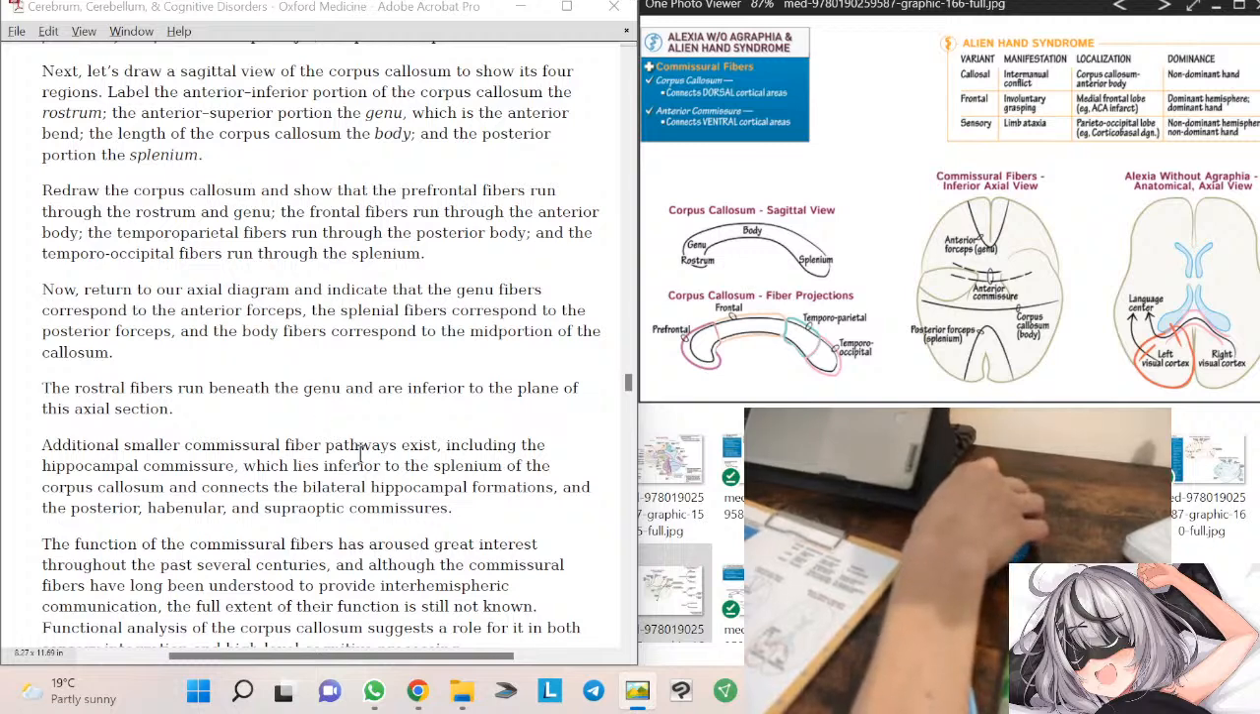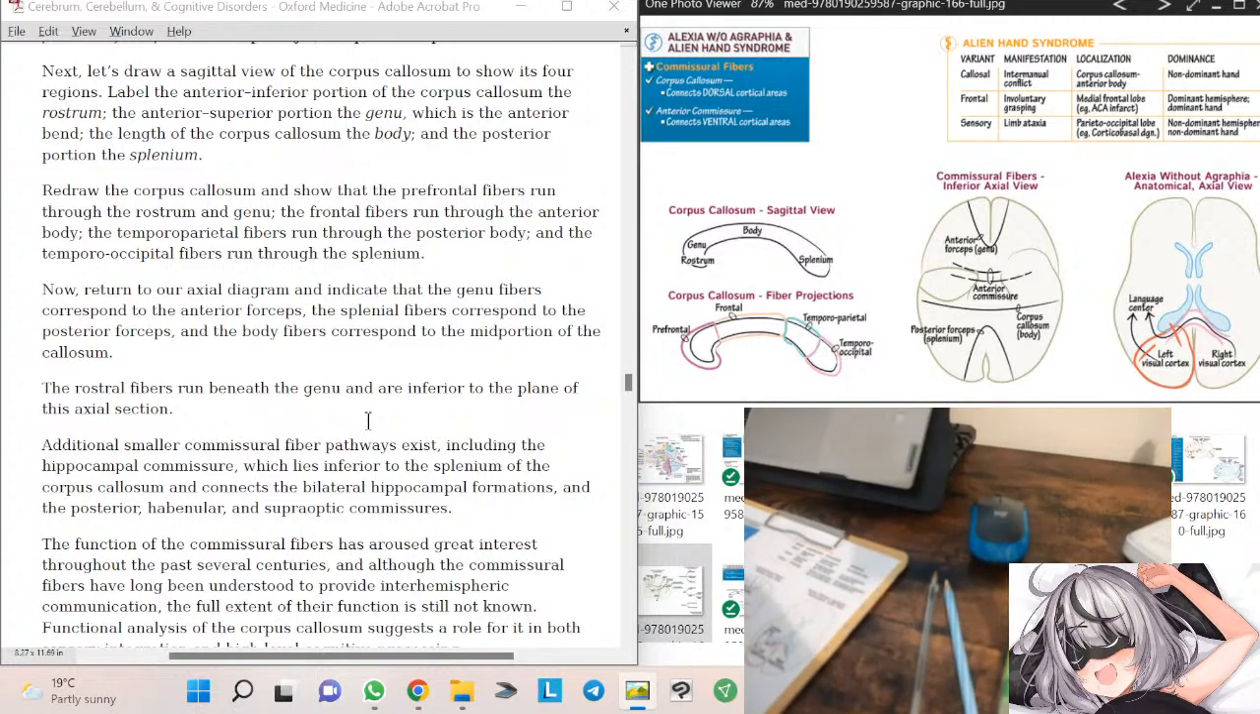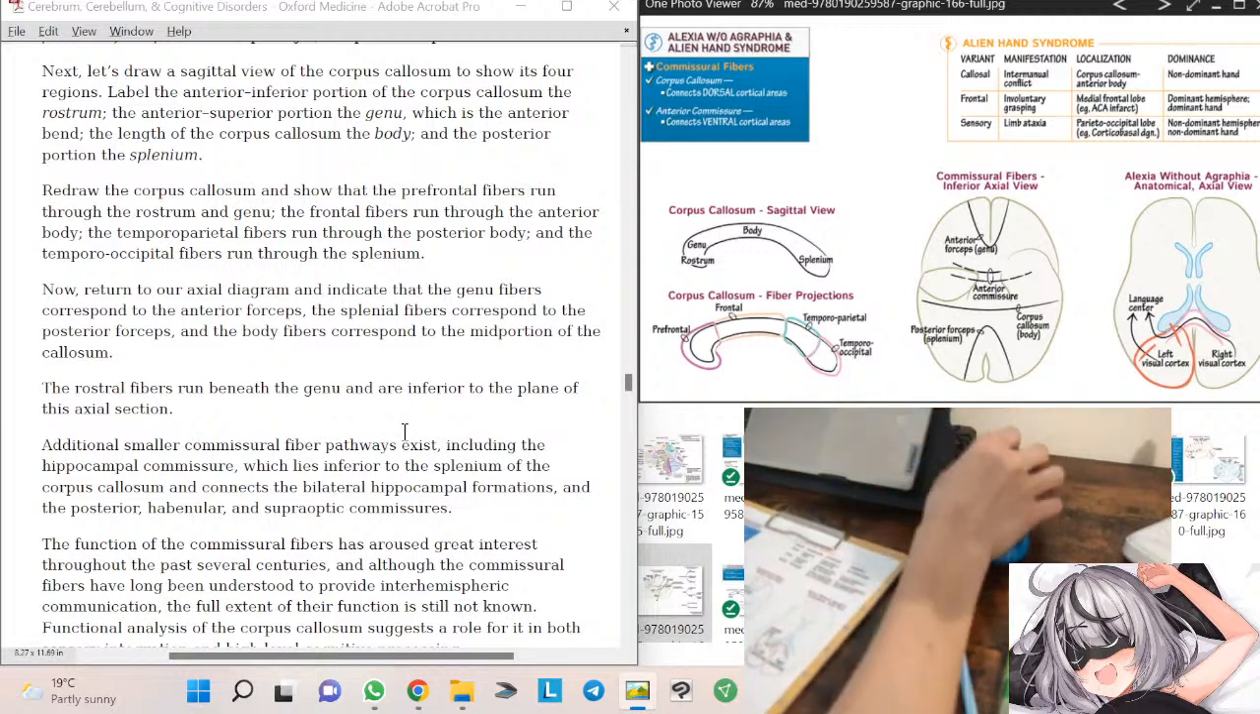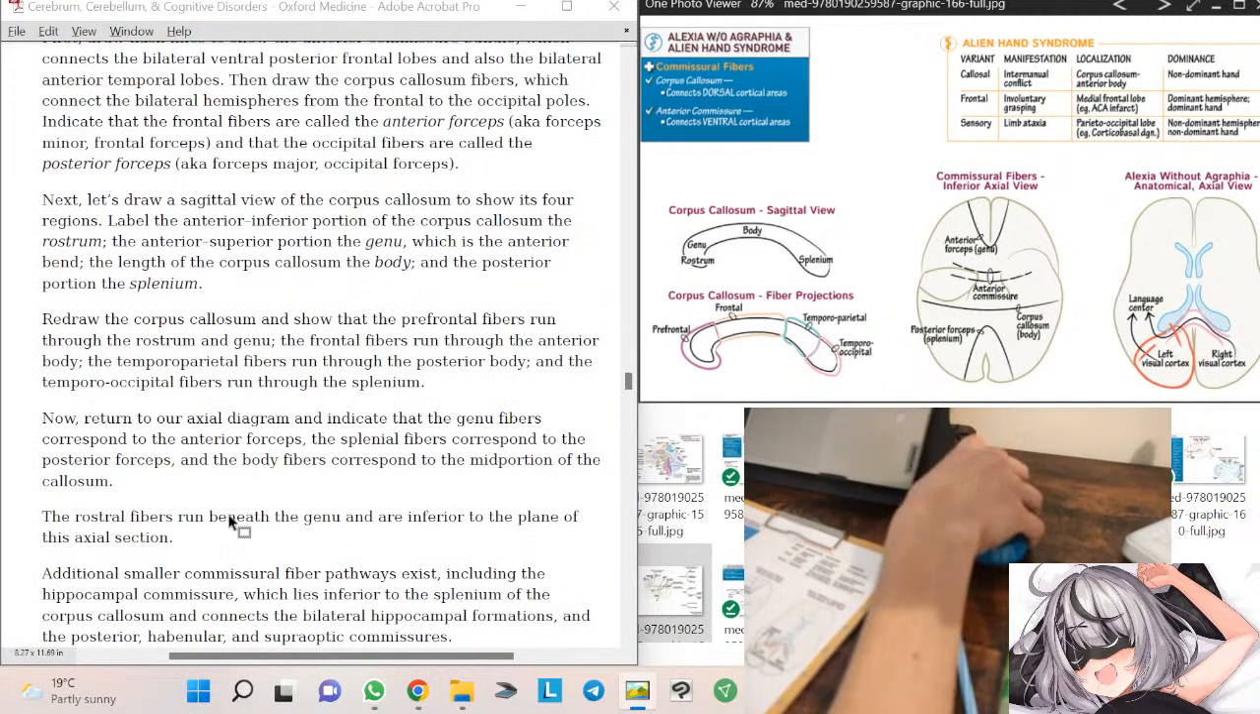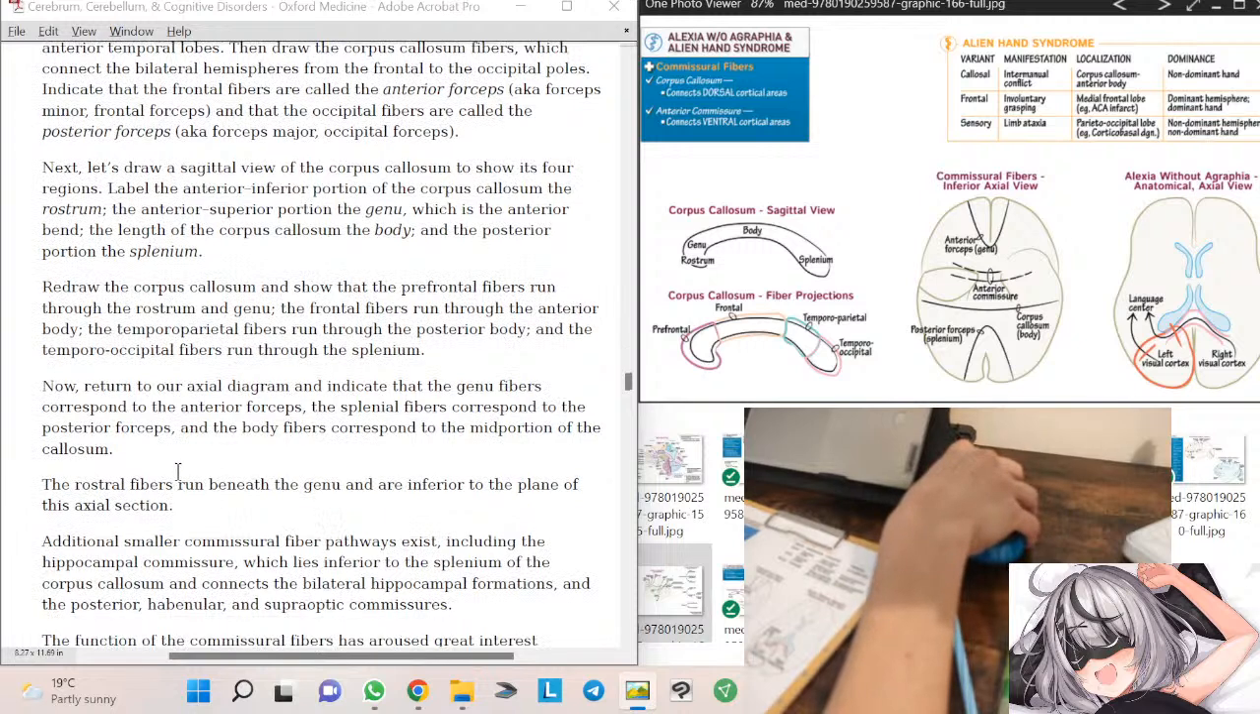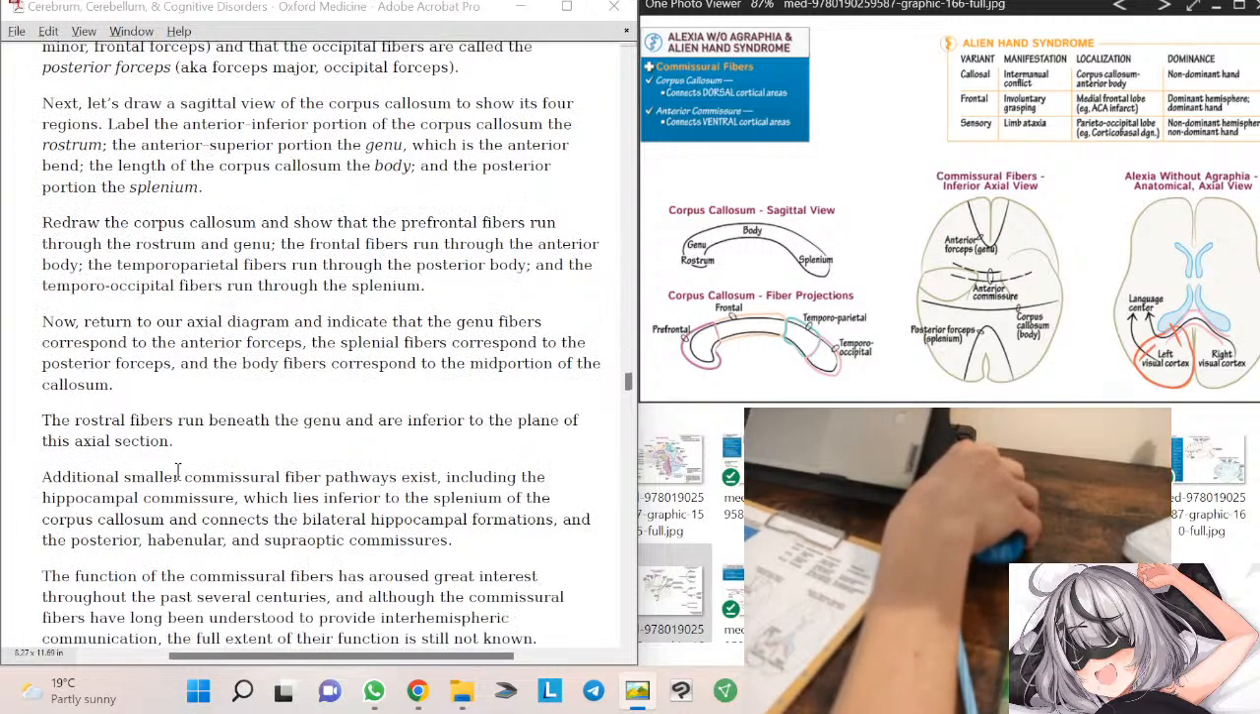Now return to our axial diagram and indicate that the genu fibers correspond to the anterior forceps. The splenial fibers correspond to the posterior forceps, and the body fibers correspond to the mid portion of the callosum. The rostral fibers run beneath the genu and are inferior to the plane of this axial section.